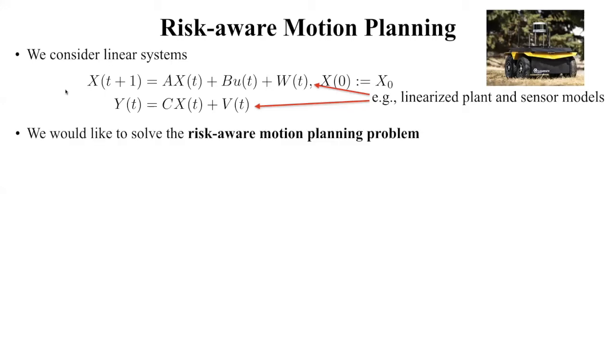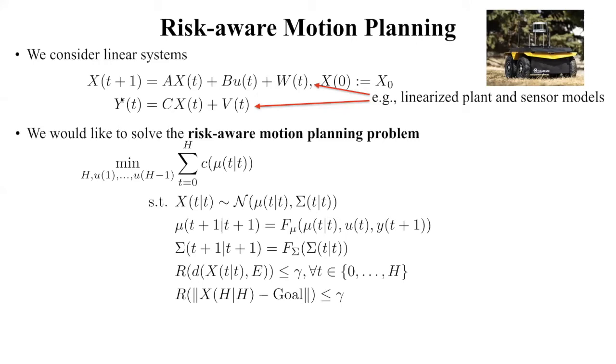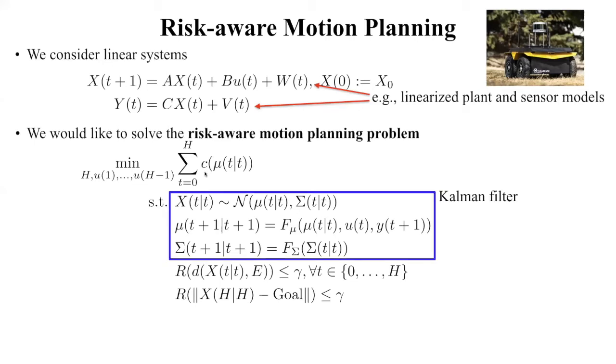We now can define our risk-aware motion planning problem with the goal to find a sequence of control inputs for this plan that minimizes a cost function and subject to the Kalman filter equations and subject to risk constraints. So let me walk you through this briefly. These equations over here, the mu and the sigma, are the Kalman filter equations that can be described by a map F_mu and F_sigma that are omitted here. And these describe the Kalman filter estimate X that is Gaussian distributed with exactly this mean and the covariance, okay?